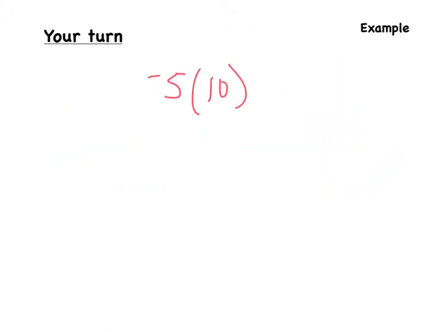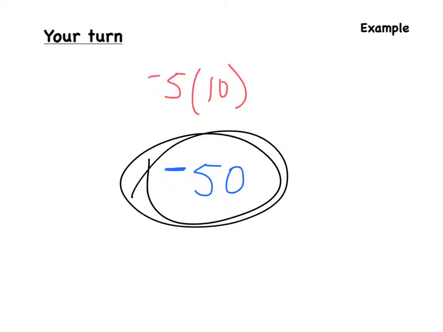So what I want you to do now is to try this one and pause the video and then unpause the video when you're ready to see what I've done. Alright, so if we have a negative 5 times a positive 10, remember, negative times a positive is always going to be negative. And then all we have is 5 times 10. That answer is 50. So our answer is negative 50.